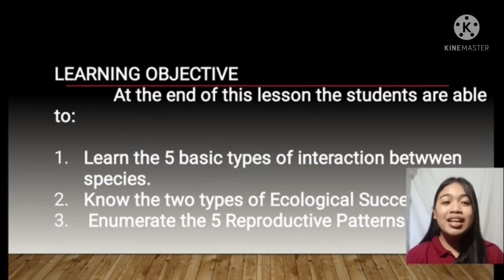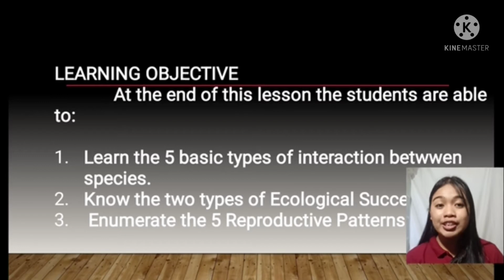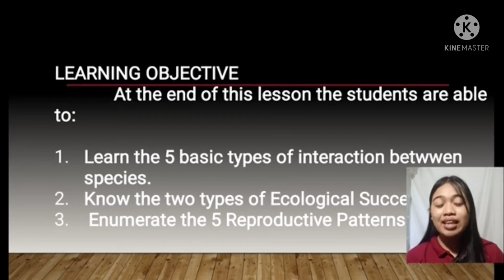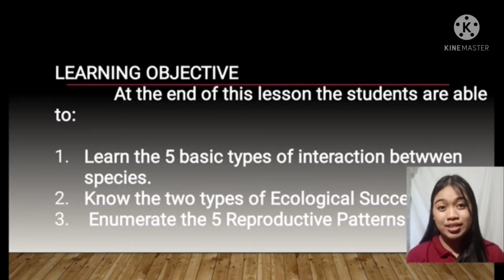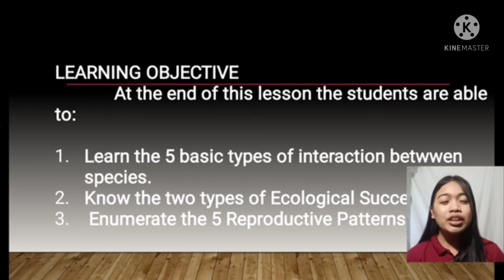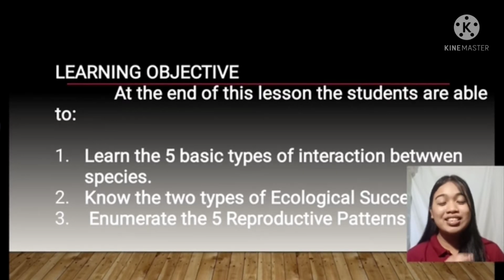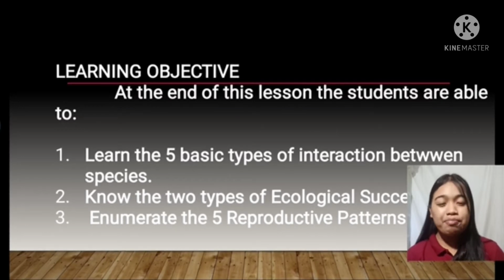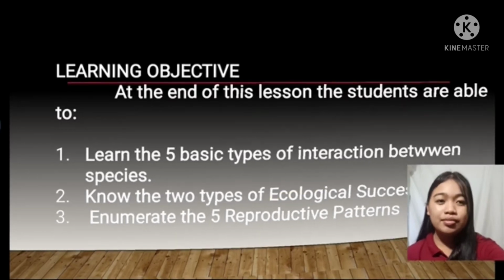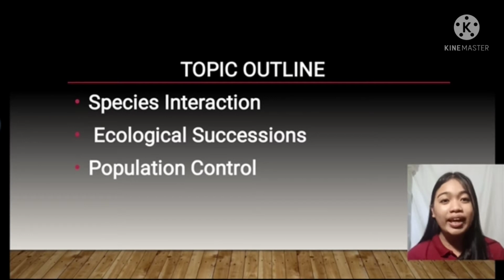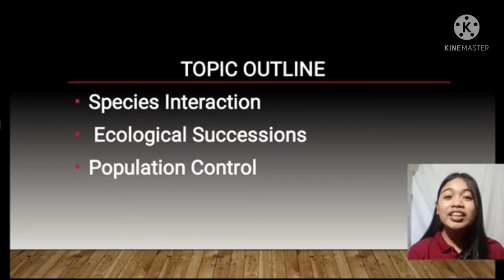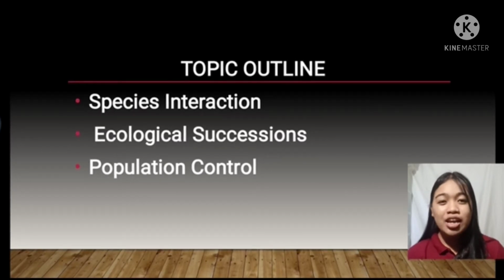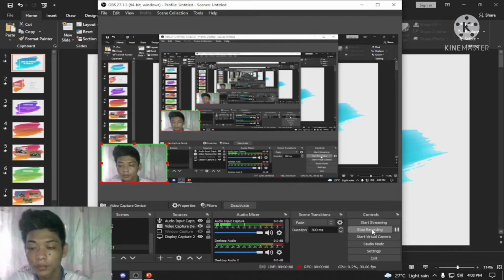At the end of this lesson, the students are able to first learn the 5 basic types of interaction between species. Second, know the 2 types of ecological successions. Third, enumerate the 5 reproductive patterns. So here's the topic outline: species interaction, ecological successions, and population control.